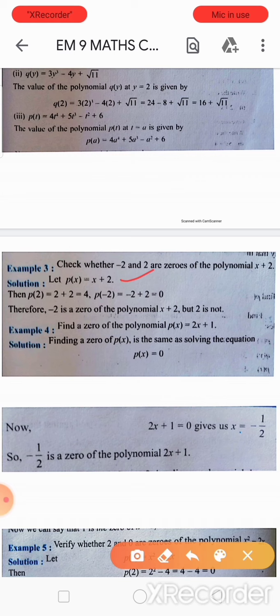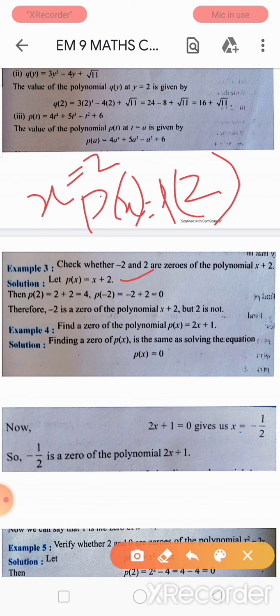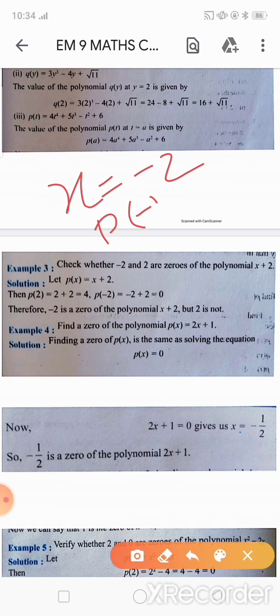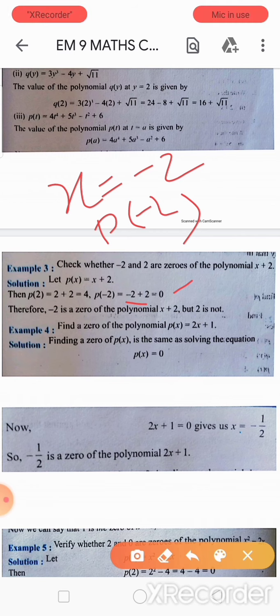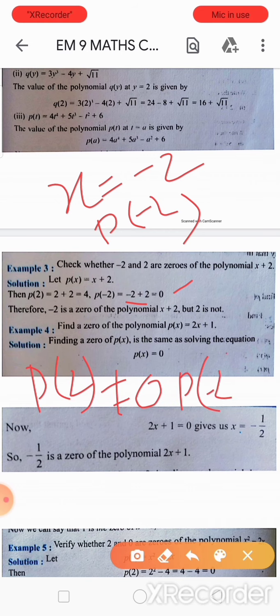Then for the value of 2, first we check p of x by substituting x equal to 2 in our polynomial x plus 2. We get 2 plus 2 equal to 4. And for the next value, x equal to minus 2, p of minus 2 is equal to minus 2 plus 2, which means 0. Therefore p of 2 is not equal to 0 and p of minus 2 is equal to 0.